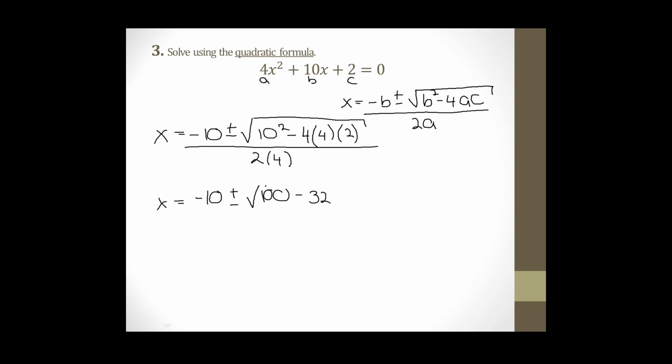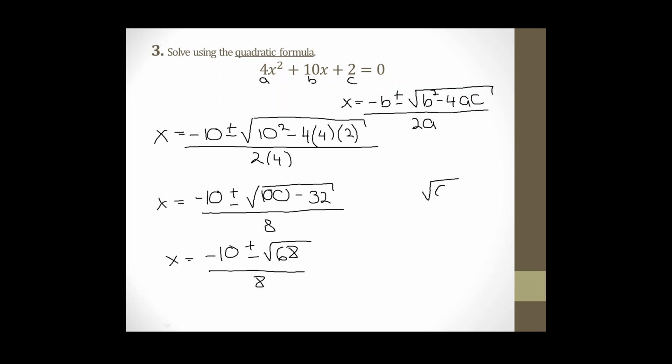I'm very competitive. Okay, so this is what we get here, and we also can do already our denominator, which is 2 times 4. I know this one, 8. Okay, keep on simplifying. Negative 10 plus minus 100 minus 32 is 68, and then over 8.